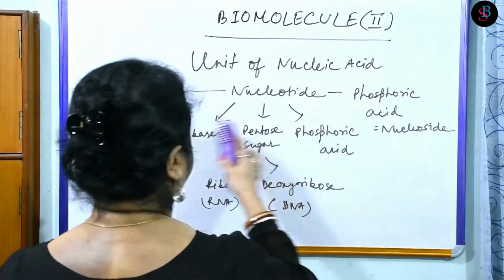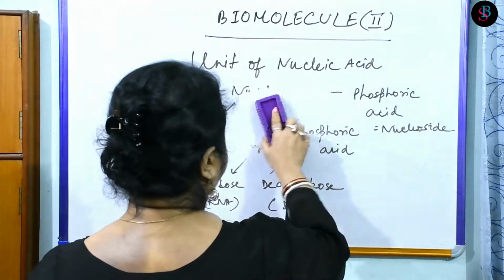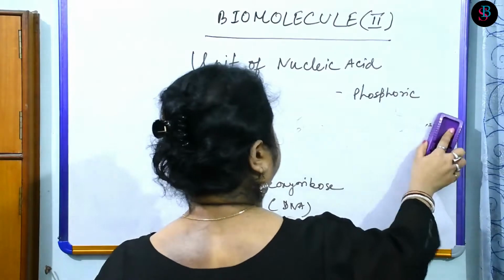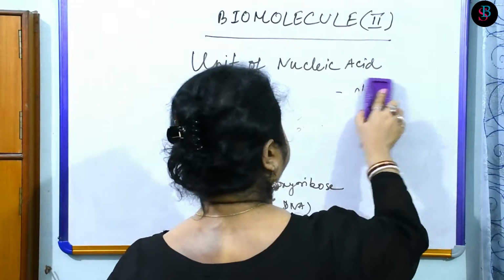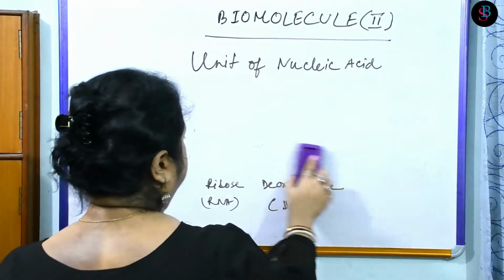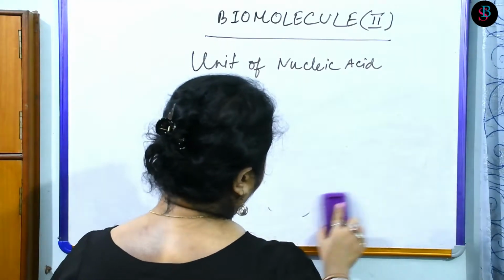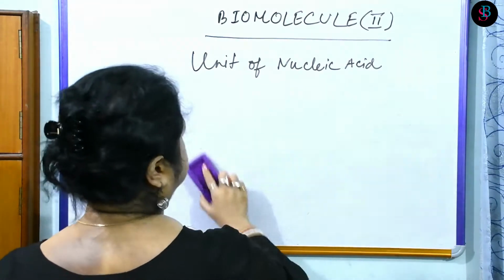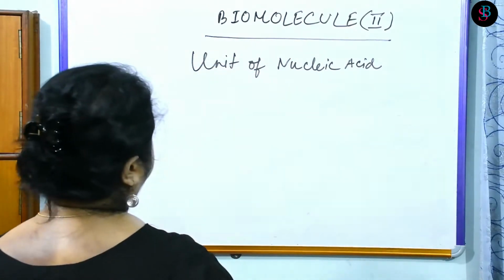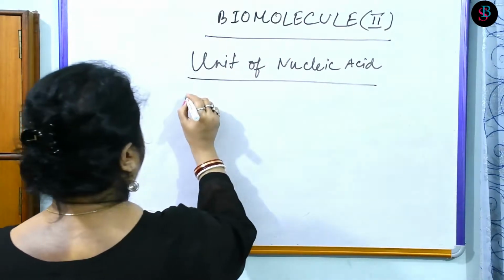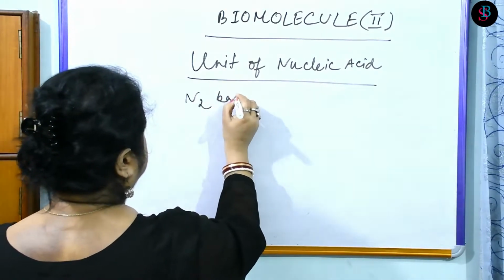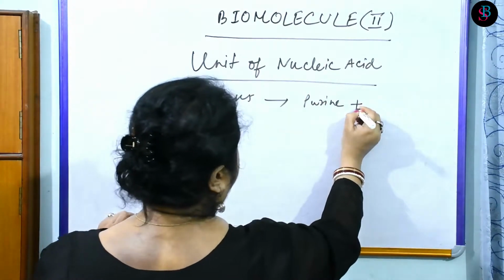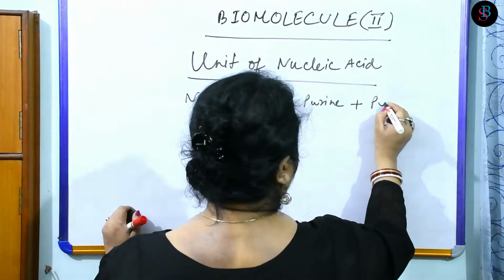Now about the nitrogenous bases. What are the nitrogenous bases? In DNA, we can get four kinds of nitrogenous bases. They are grouped into two divisions, purine and pyrimidine. N2 bases are purine plus pyrimidine.